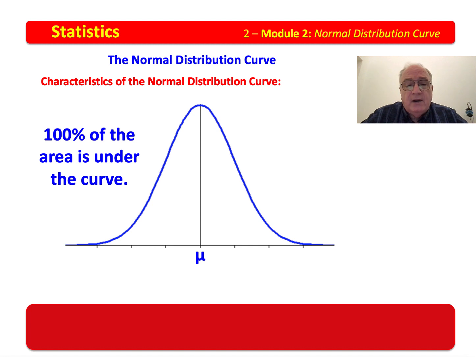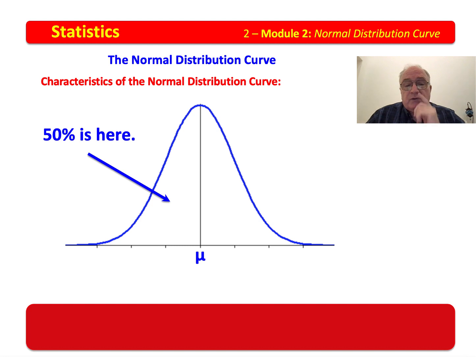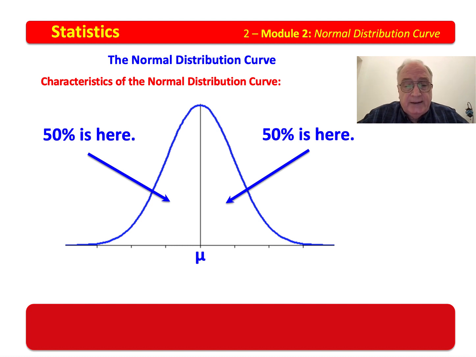Now let's start out with this simple concept. 100% of the area is under the curve. There's nothing hard with that. The area is balanced on mu. So that means 50% of the curve is on one side, 50% of the data are on the other side.